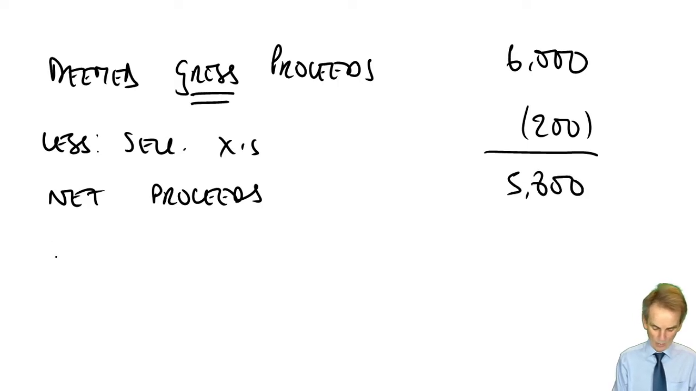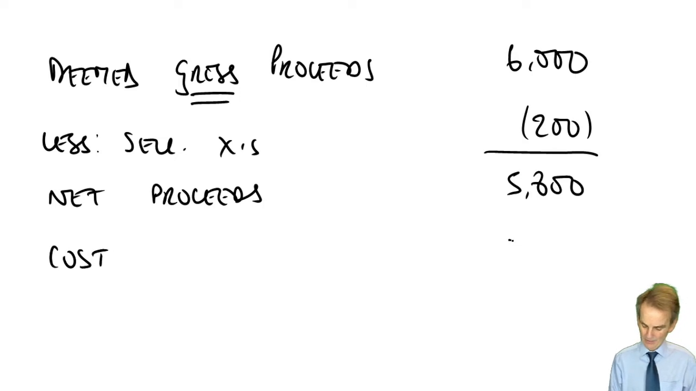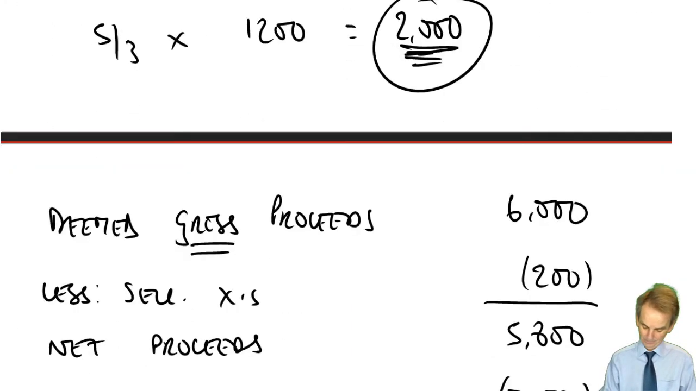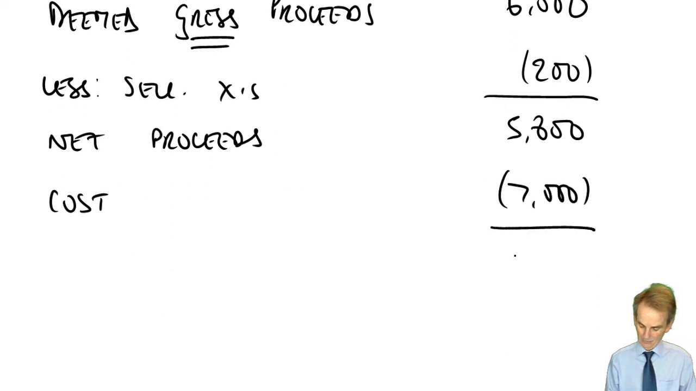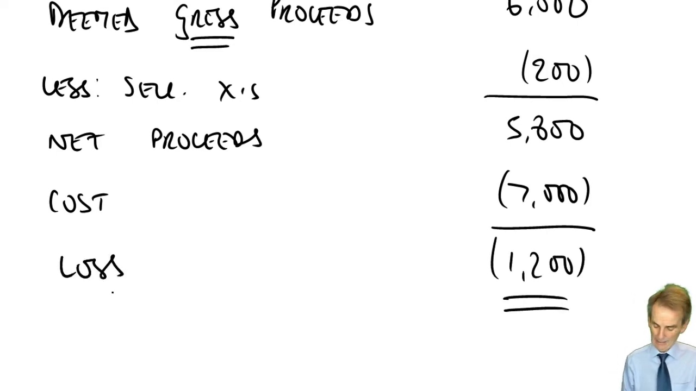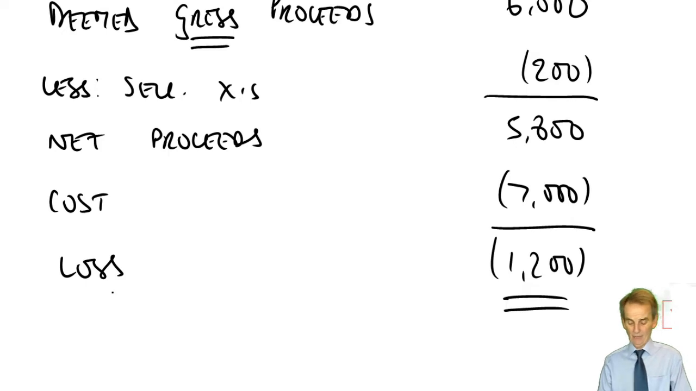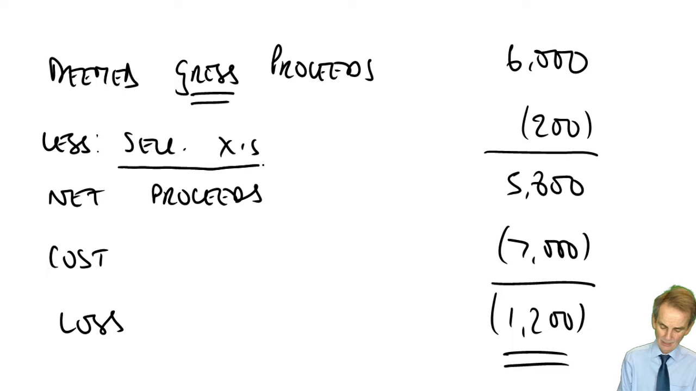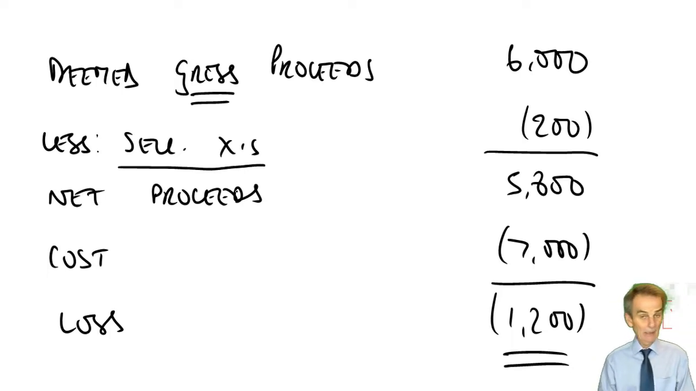£5,800. Take away our allowable cost. The cost was £7,000. Let me just check. I think it was £7,000. Yeah, there we go. Allowable cost £7,000. And that, therefore, will give us an allowable loss of £1,200 there. So it's a perfectly normal loss calculation with one exception. We deem the gross proceeds to be exactly £6,000, the chattel exemption limit. Do remember it's gross, so we still get to deduct the selling expenses in determining the net proceeds, and then we deduct the cost.